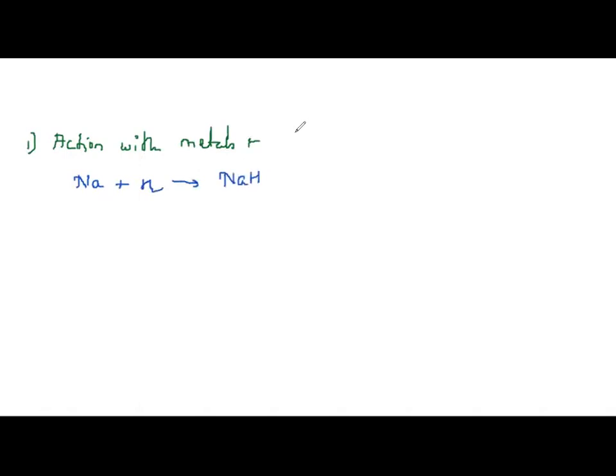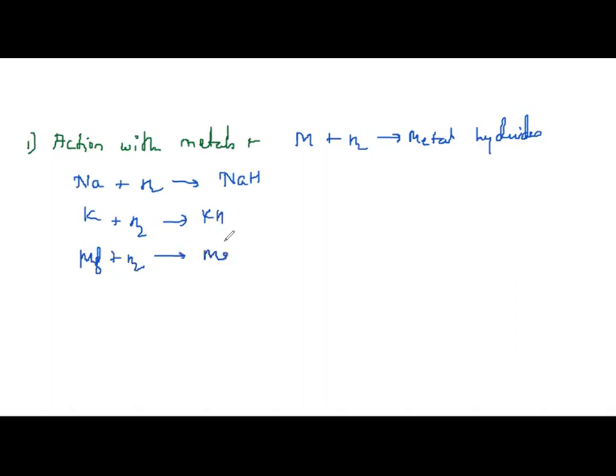The general representation: metal plus hydrogen forms metal hydrides. For example, sodium hydride. Potassium plus hydrogen gives potassium hydride, KH. Magnesium plus hydrogen forms magnesium hydride, MgH2. It differs depending upon the valency of the metal. Calcium plus hydrogen forms calcium hydride.